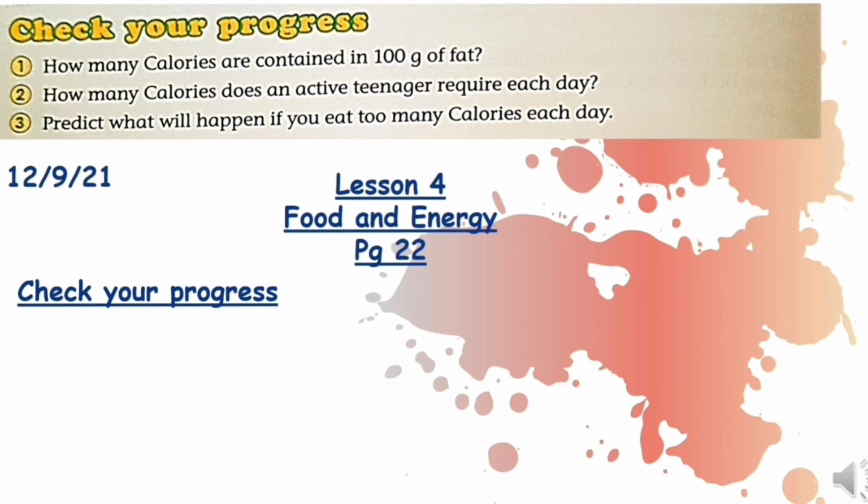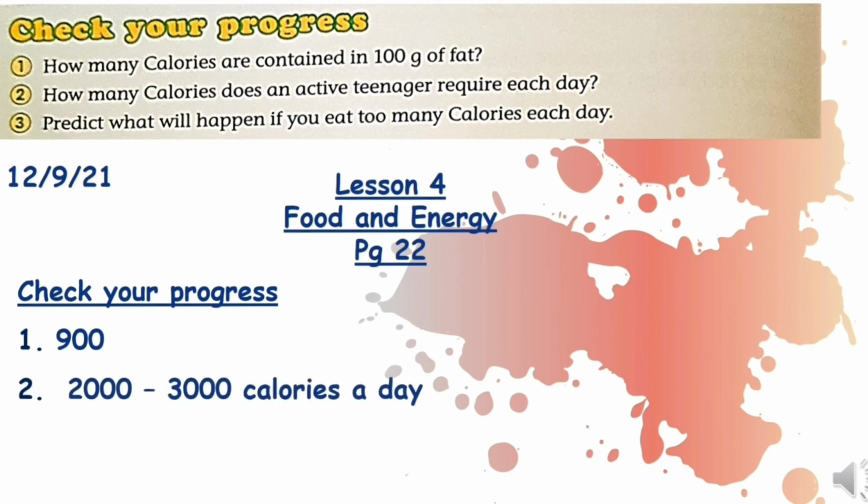Now, we already told that in 1 gram of fat, we use 9 calories. So, in 100, we will use, yes, 900 calories. Now, number 2, how many calories does an active teenager require each day? We discussed this also. Do you remember? Yes, between 2000 and 3000. So you can write 2000 to 3000 calories a day.